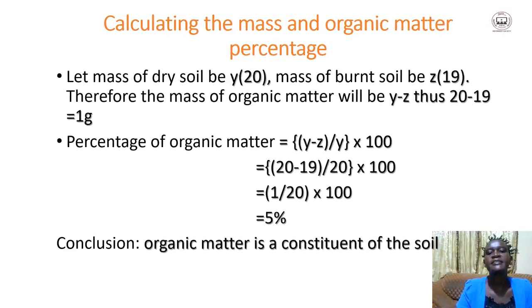From that, we can easily calculate the mass of the organic matter as well as the percentage. Remember, in the procedure, we let the mass of the dry soil be Y, for example 20 grams. Then the burnt soil Z, which was 19 grams. Therefore, the mass of organic matter will be Y minus Z. Since Y is 20 and Z is 19, the mass of the organic matter will be 20 minus 19, which is 1 gram.